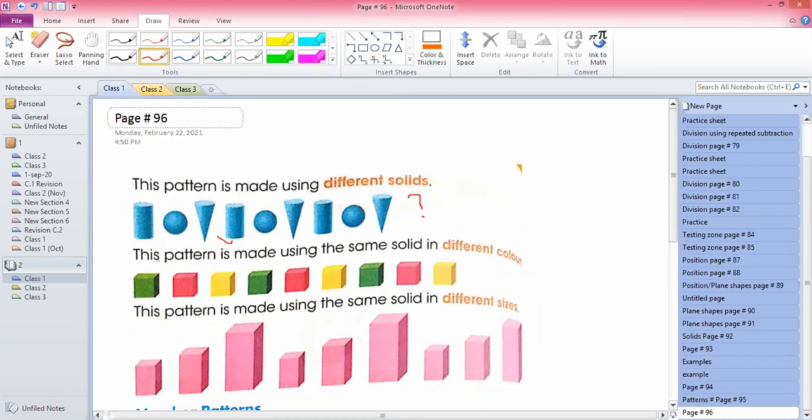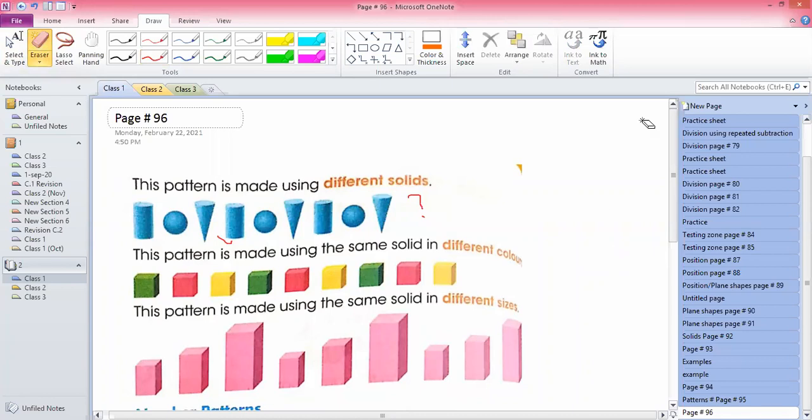Now, guys, after this pattern, there is one more pattern. You can see these cubes. These all are cubes. Here you are having different solids, but they all are the same solids. These all are cubes, but a pattern is used. They have made the pattern by using colors. You can see that the first cube is green, then red, yellow, green, red, yellow, green, red, yellow, green, red, yellow, green, red, yellow. It will continue like this.